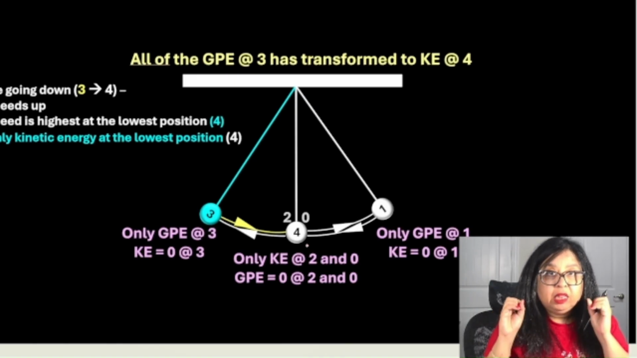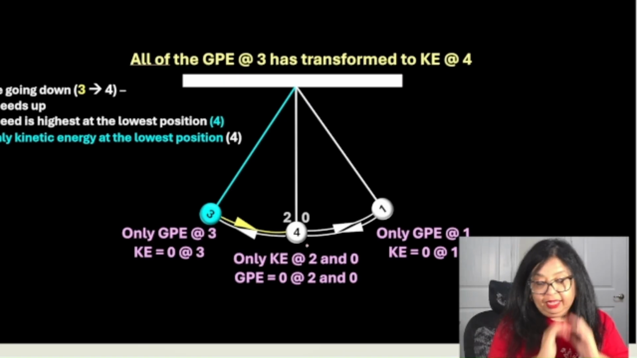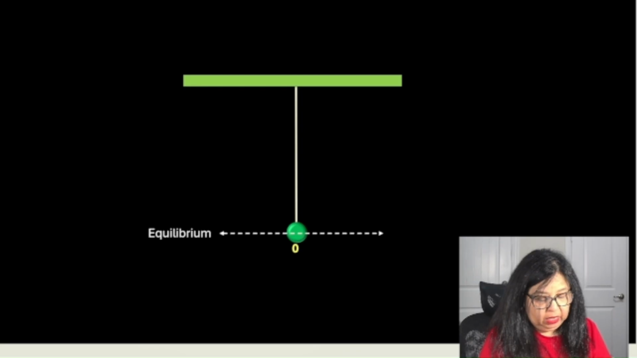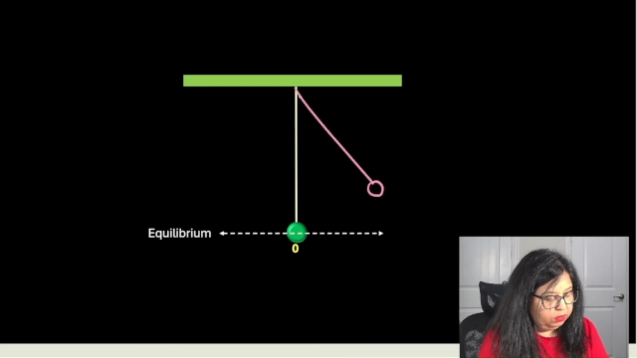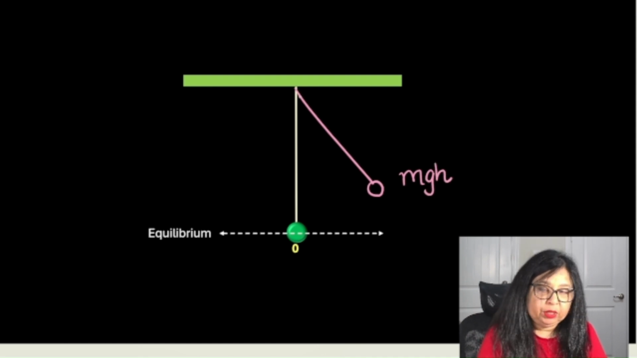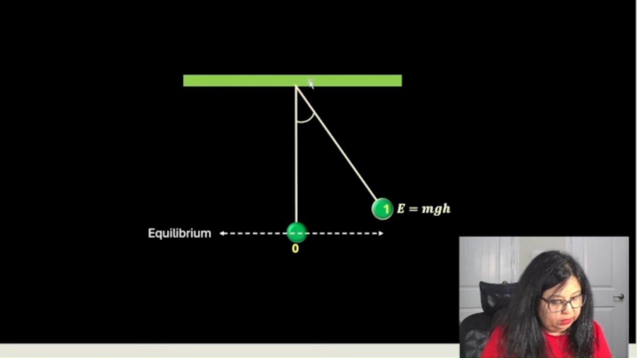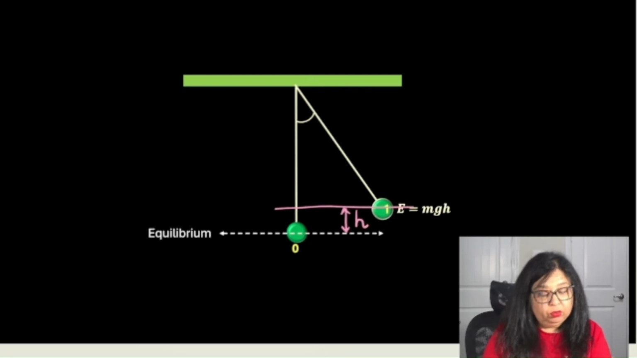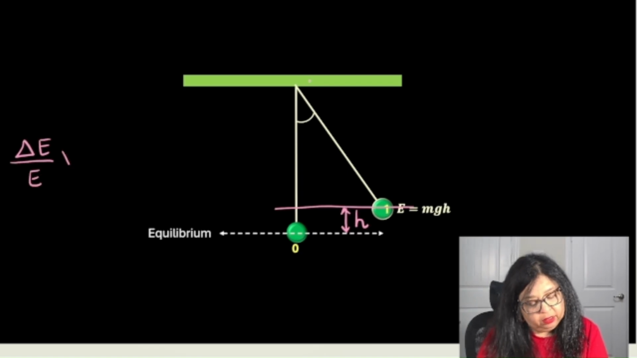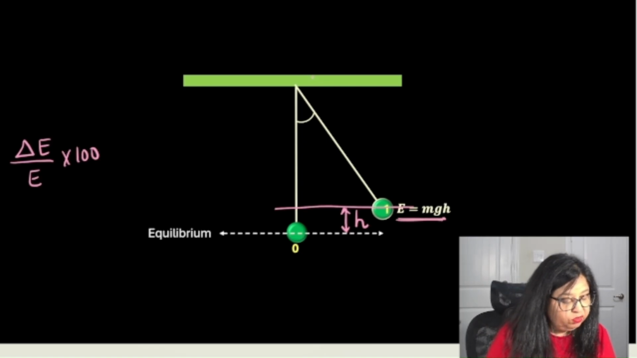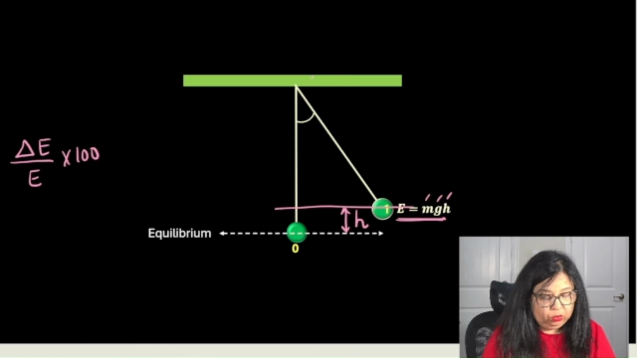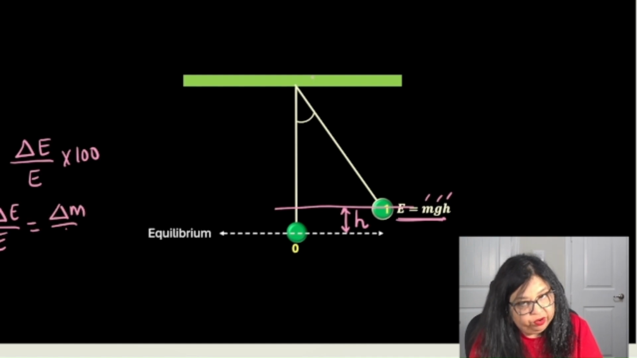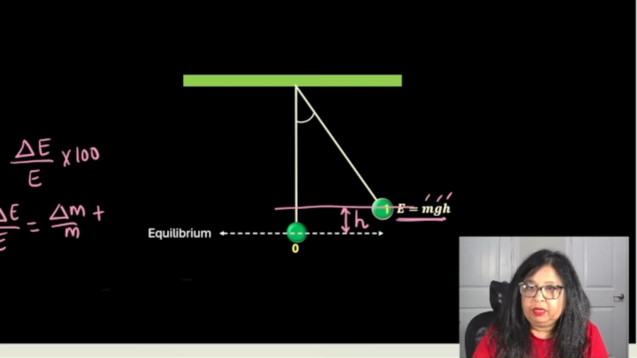I wanted to give you a little preview of what's coming up ahead. Let's see what's going on in this problem next. So here's our simple pendulum at its equilibrium position. We know that when it goes up to this highest height, it has only gravitational potential energy, mgh. And this height h is this height over here, correct? Now what we are asked to do is solve for delta E over E times 100. And at the highest height, the energy is mgh. So if you think about it, delta E over E will be equal to what? Delta m over m plus, okay, it's cutting off a little bit.